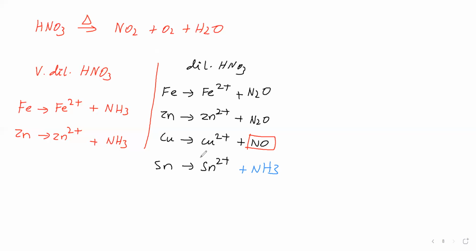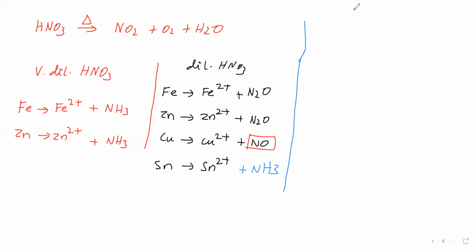Now ferrous takes nitrate and becomes ferrous nitrate. Zinc takes nitrate and becomes zinc nitrate. Cupric takes nitrate and becomes cupric nitrate. Stannous takes nitrate and becomes stannous nitrate. N2O is a neutral oxide, not reacting with HNO3. NO is a neutral oxide, not reacting with HNO3. Ammonia is a base, so it reacts with this acid to give ammonium nitrate.